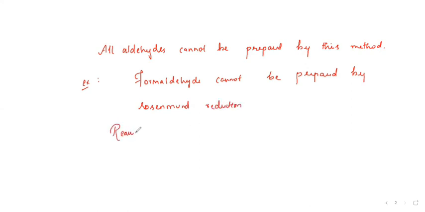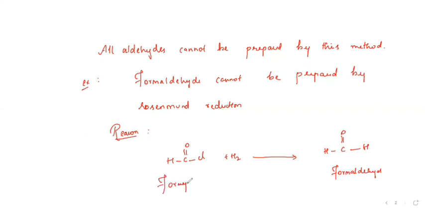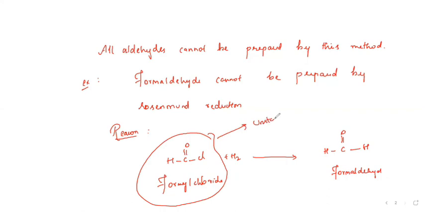Reason: acyl chloride is a reactant, right? If I want to prepare H C double bond O H, that is formaldehyde, what kind of reactant do I need to take? I need to take formyl chloride, right? This is called formyl chloride. This formyl chloride is unstable at room temperature. So, except formaldehyde, we can prepare other aldehydes using this method.